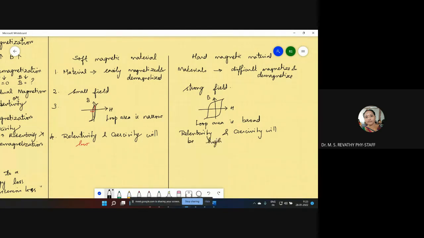The next concept to remember is permeability and susceptibility. Hope you remember what is meant by permeability. Tell me about permeability and susceptibility, whether they will be high or low. Permeability and susceptibility will be dash, and this permeability and susceptibility will be dash here.